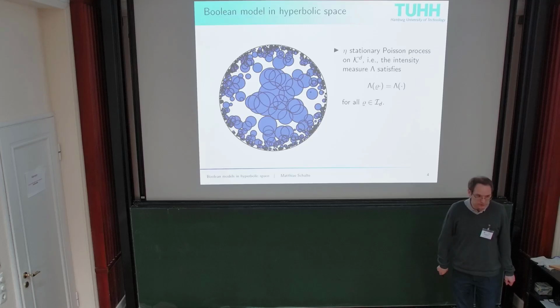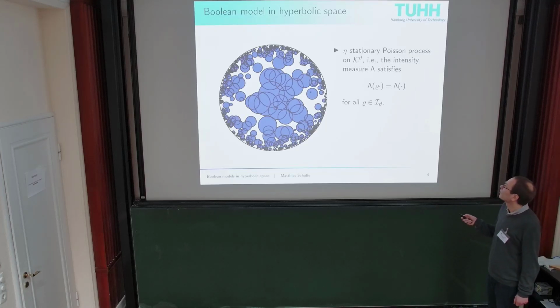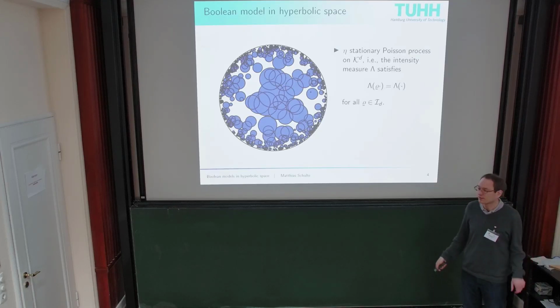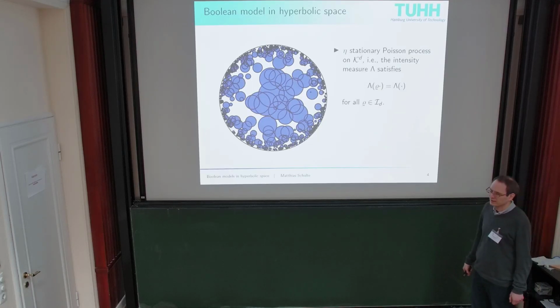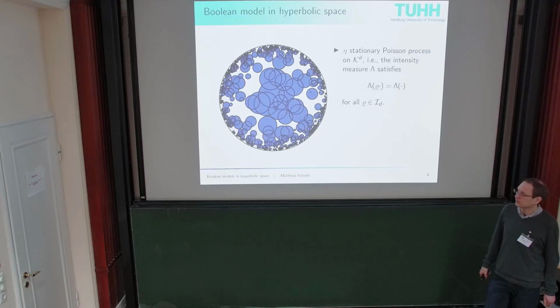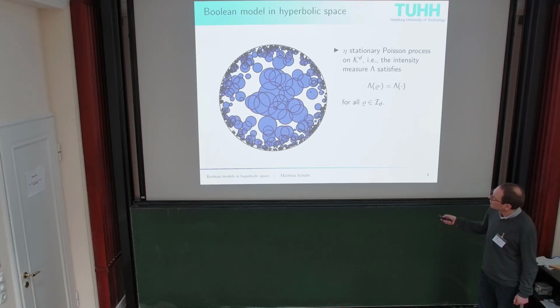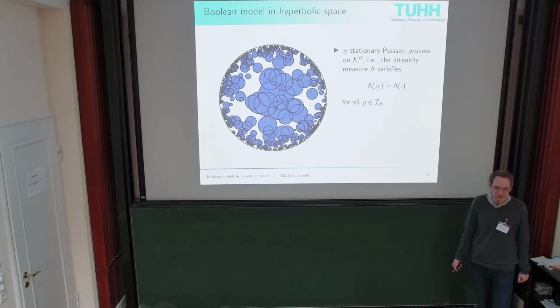Okay, now we are ready for introducing our Boolean model. What we take is a Poisson process eta on K^d. This means that the points of eta are compact convex sets, which we refer to as particles. So here you can see a realization. The circles here are our particles.